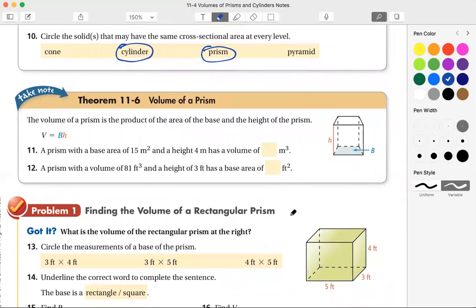So the volume of a prism. The volume of a prism is the product of the area of the base times the height of the prism. So a prism with a base of 15 meters squared and a height of 4 has a volume of 60. Let's multiply those numbers together. All right, a prism with a volume of 81 and a height of 3, we divide, and I'm left with an area of the base of 27.